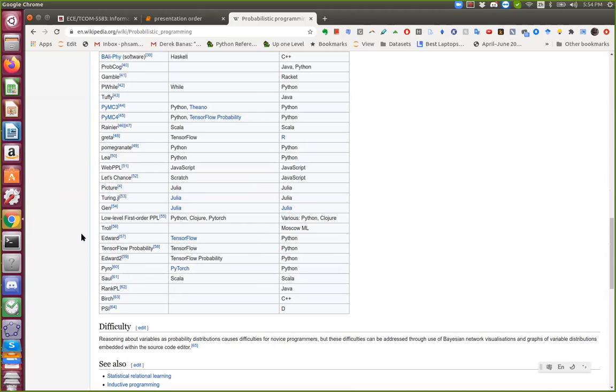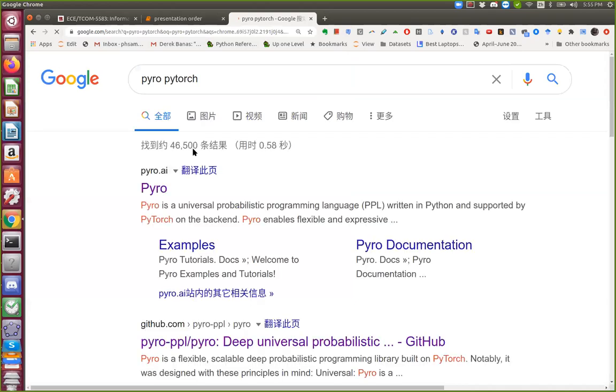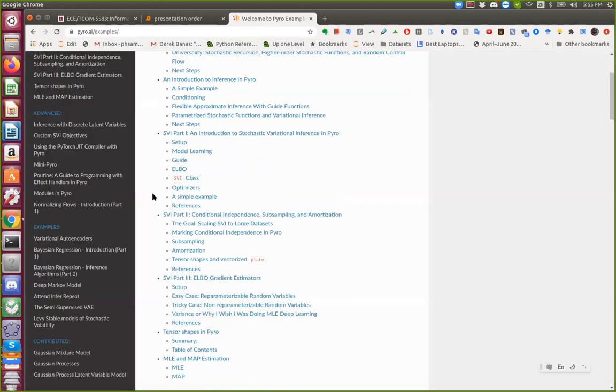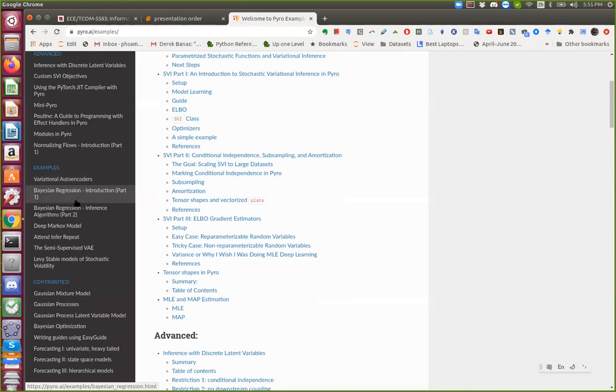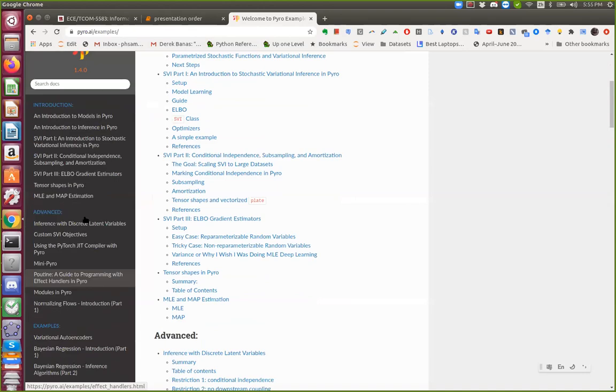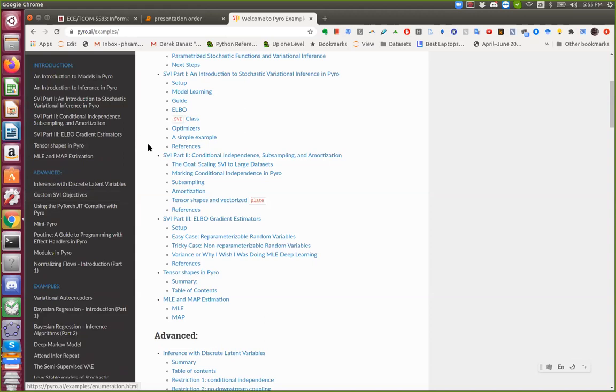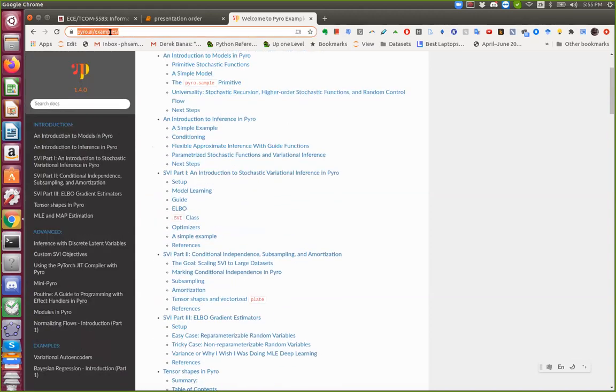In Pyro, for example, you have lots of example documentation, and you can understand some of this and then maybe try it. They have an introduction, and the earlier part is probably quite simple, reasonably elementary, for example, some of this MAP and maximum likelihood estimation and so on. And of course, you can go to other libraries.